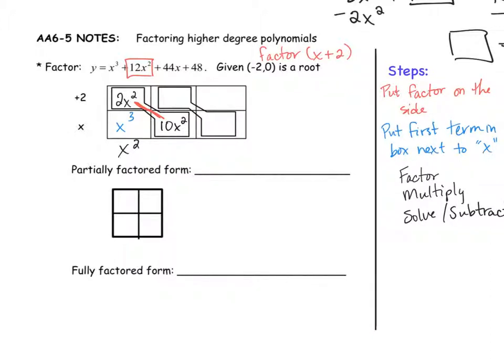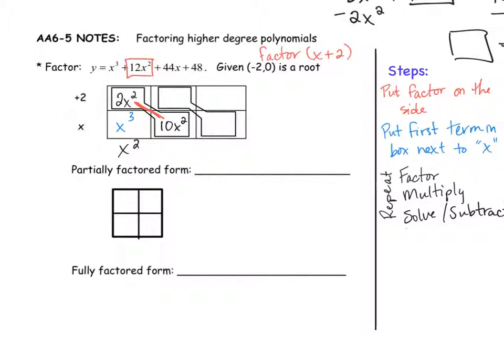So those were the 3 steps. Factor, take out that x squared, multiply, and then subtract to get that missing box. And then I just repeat. Actually, let's write it on the side here. Just repeat that process until you're finished.